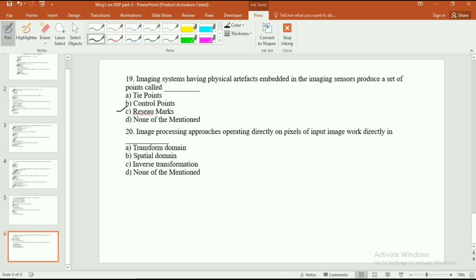Now the last question, the 20th question: an image processing approach operating directly on pixels of the input image works directly in dash. Options: option number A transform domain, option number B spatial domain, option number C inverse transformation, and last one is none of the mentioned. And the correct answer is option number B, spatial domain. Yes. Now here we complete 20 questions.